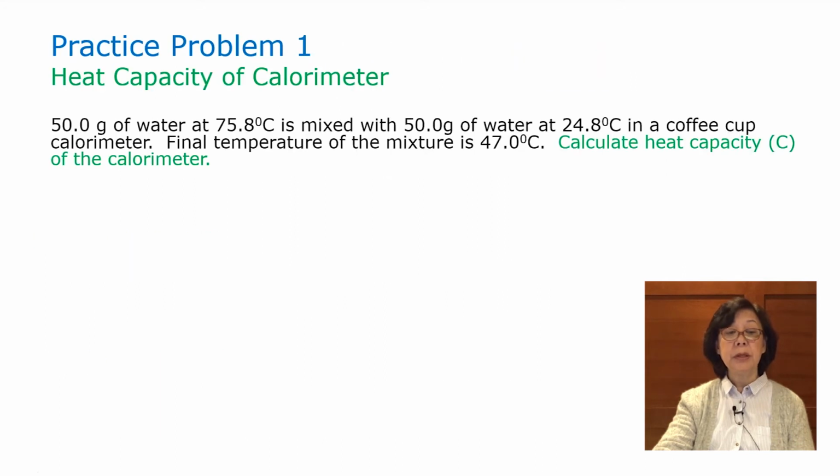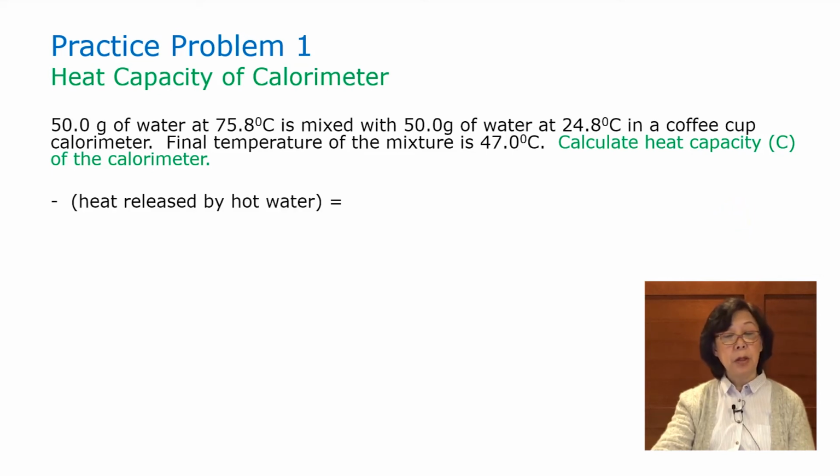Practice problem number 1: heat capacity of a calorimeter. Because the calorimeter also absorbs heat, we need to find out how much heat is absorbed other than what's happening in the reactant, that means how much heat is also absorbed by the coffee cup. In doing that, we often mix warm water with cold water. Let's say we mix 50 grams of water at 75.8 degrees C with another 50 grams of water at 24.8 degrees C. The final temperature is 47. Let's calculate the heat capacity of the calorimeter.